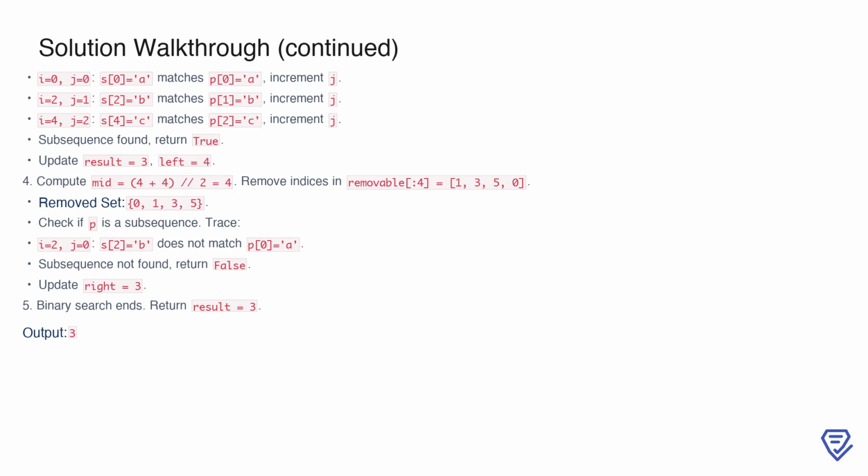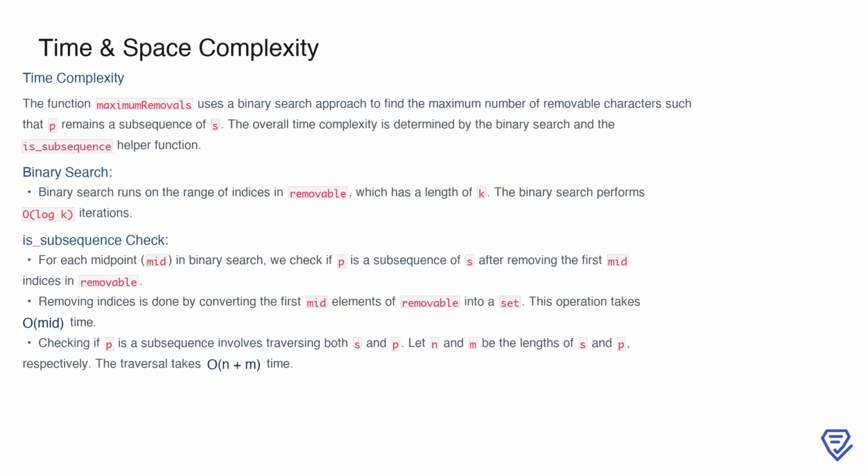The output for this example is 3. To analyze the time complexity of the maximum removals function, we need to consider how the binary search and the is_subsequence helper function work together. Binary search operates over the range of indices in the removable array, which contains k elements. Since binary search divides this range in half at each step, it performs O(log k) iterations.